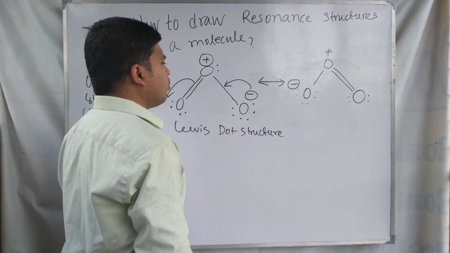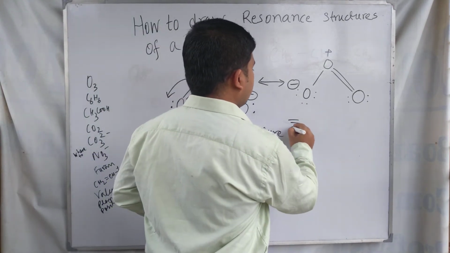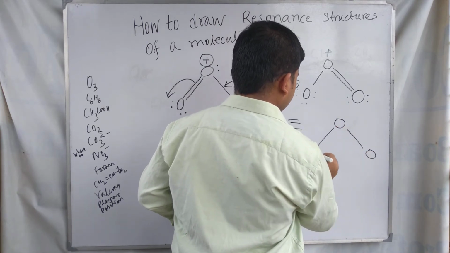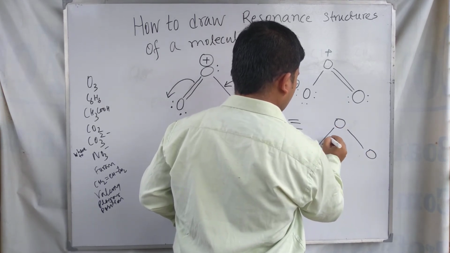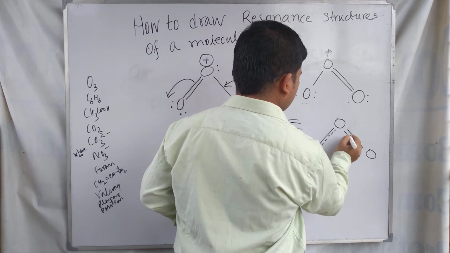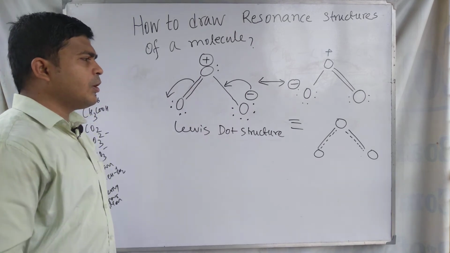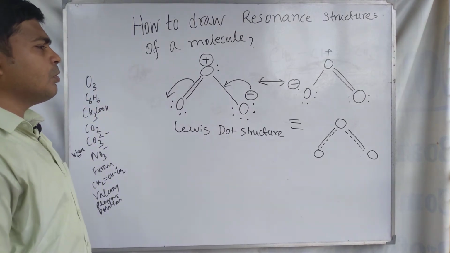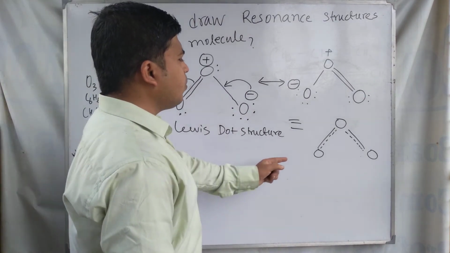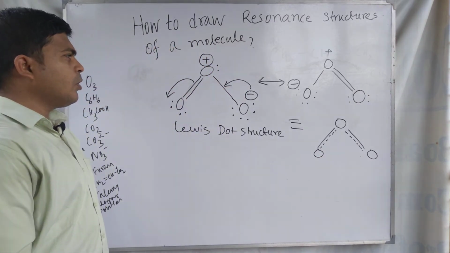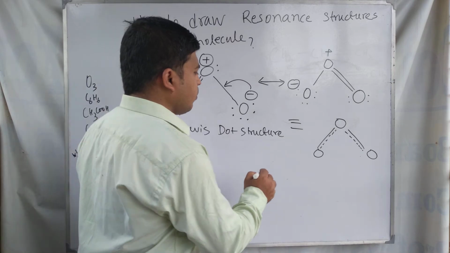And if you want to draw the resonance hybrid, this is called the resonance hybrid of the ozone molecule. Breaking and forming bonds are represented by a dotted line. This is called the resonance hybrid.